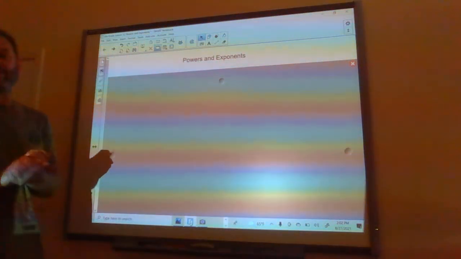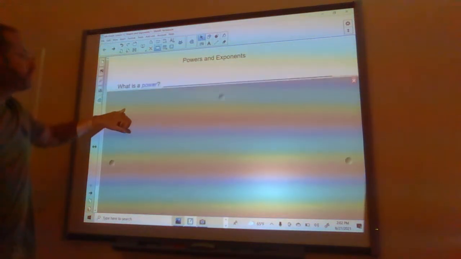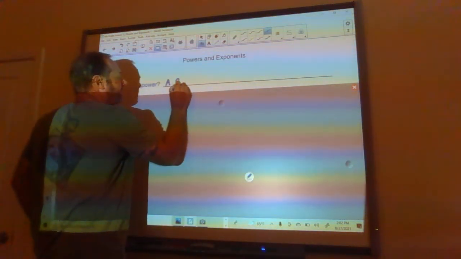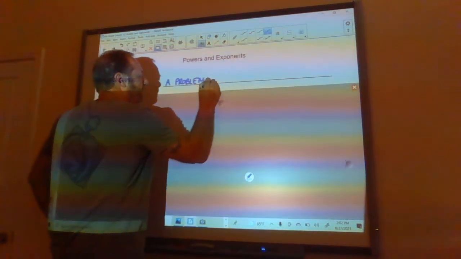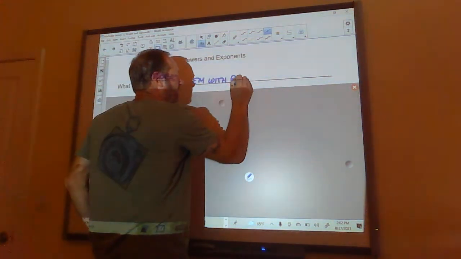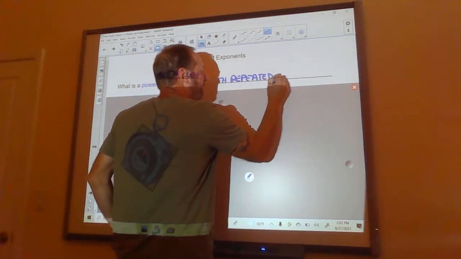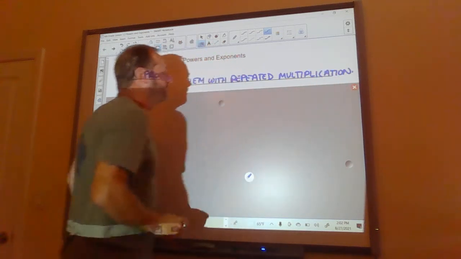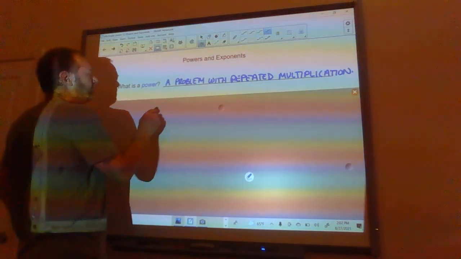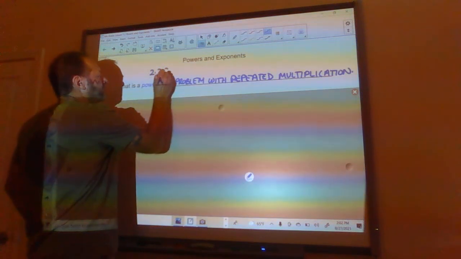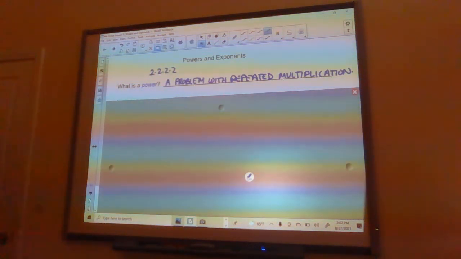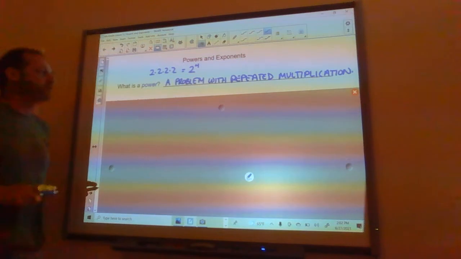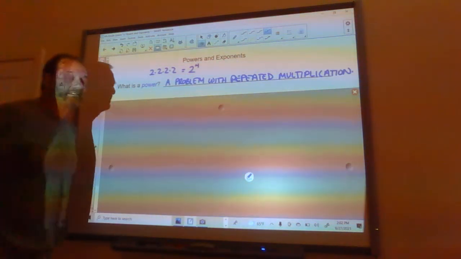Okay, hello everybody. Today we're going to talk about powers and exponents. So, first thing, what is a power? A power is a problem with repeated multiplication. So, repeated multiplication would be something like 2 times 2 times 2 times 2. We can write that like this, and we read that as 2 to the 4th power, because we took 2 and multiplied it by itself 4 times.